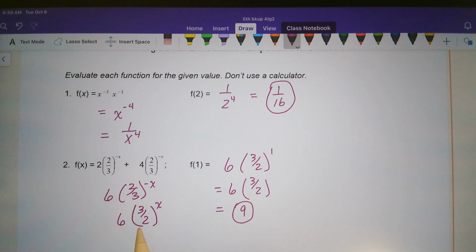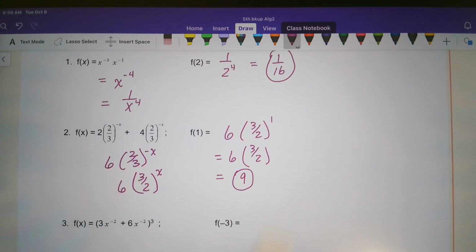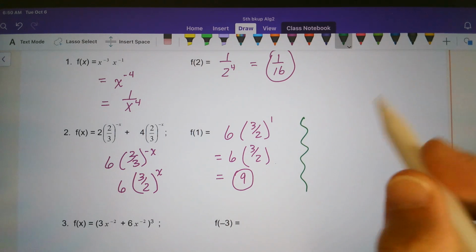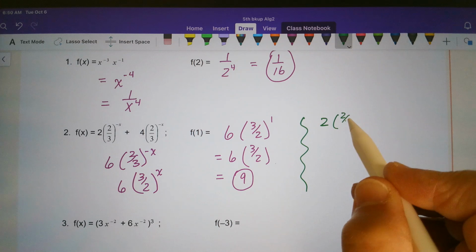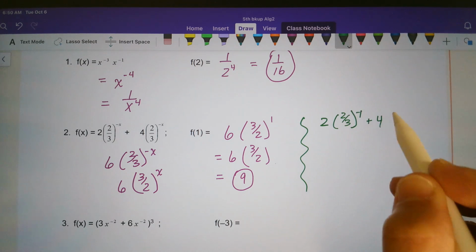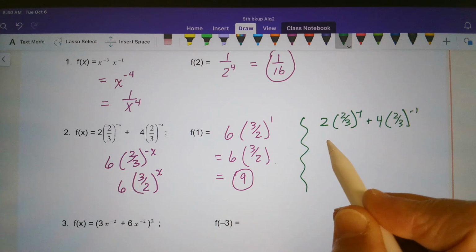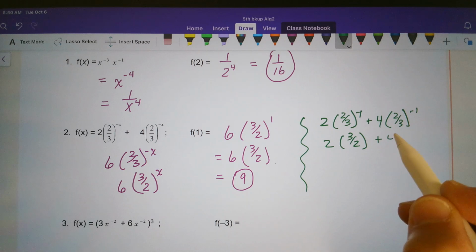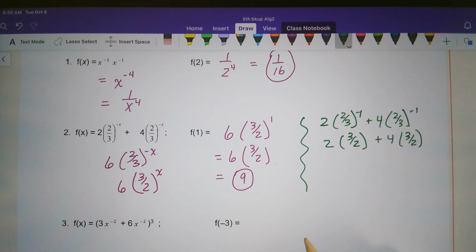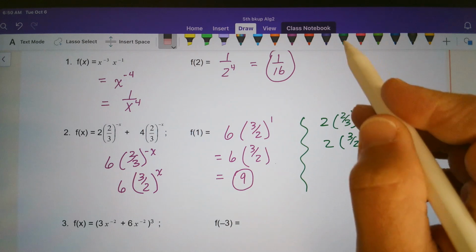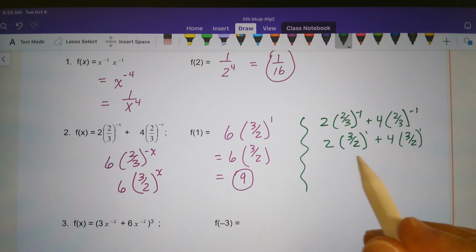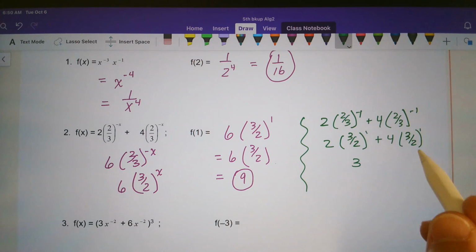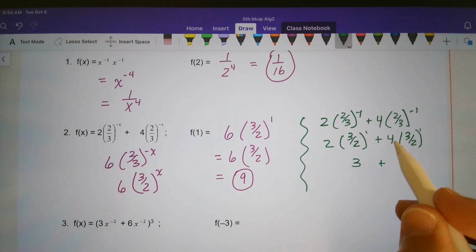Now you didn't have to simplify first like I did. Right? We could have just put the negative 1 in. So that would be 2 times 2/3 to the negative 1 plus 4 times 2/3 to the negative 1. So the negative 1 means we'll just flip our base there. And 2 times 3/2 is 3. And 4 times 3/2 is 6.